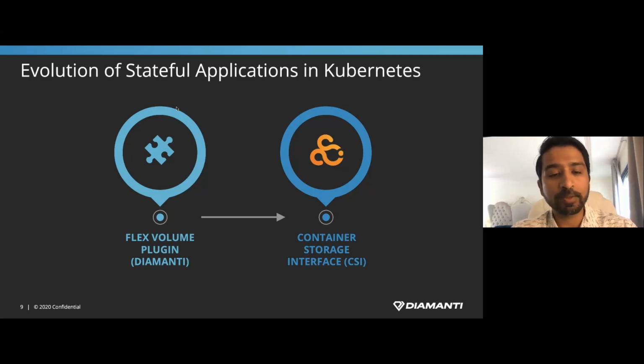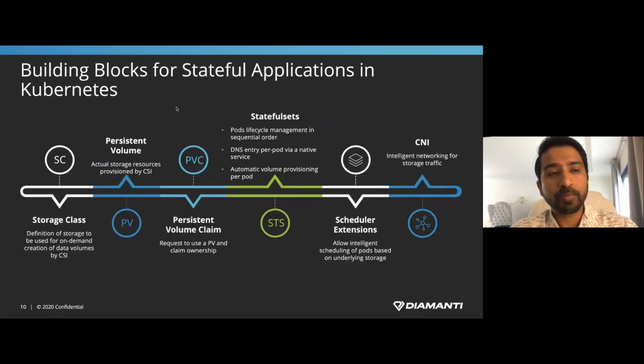Now that Flex Volume plugin has evolved into the Container Storage Interface, which is CSI, and with this there is no limitation now. You can do anything you were used to doing with storage, with data, and now it's much more automated, much more organized using the Container Storage Interface in Kubernetes. So when you're talking about stateful applications in Kubernetes, there are a few building blocks which Kubernetes provides out of the box. For example, storage class support: you can define what kind of storage you want, maybe fast storage or slow storage and those kinds of things.